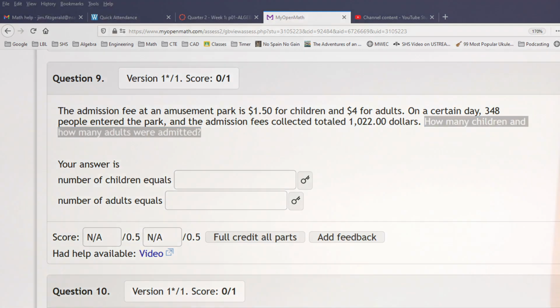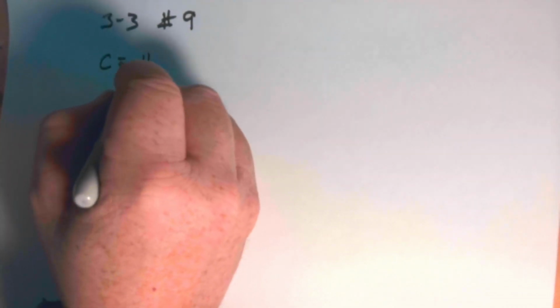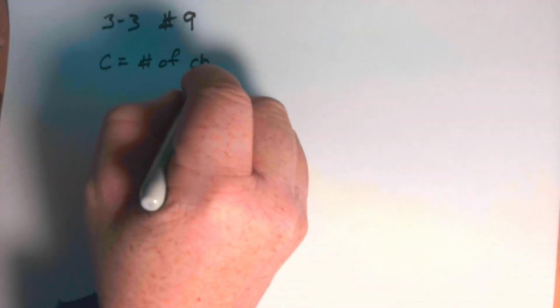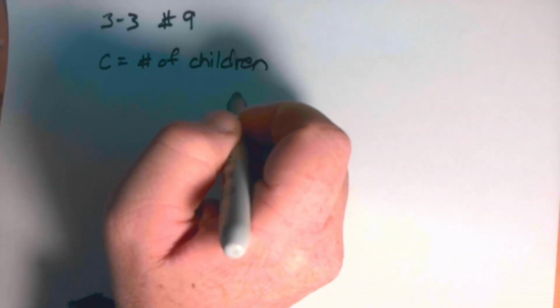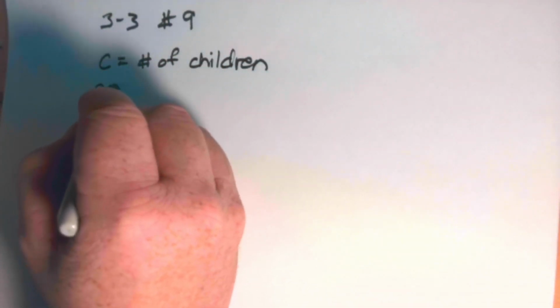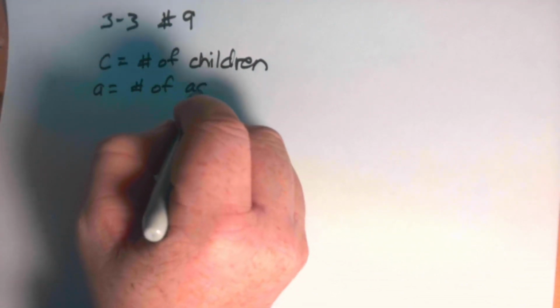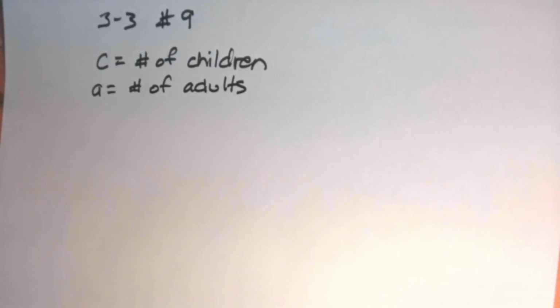So if I go to my problem here, this is assignment 3-3, number 9. Okay, and they want to know how many children, so I'm going to use C to represent the number of children. And how many adults, and so I'm going to use A to represent the number of adults. And so that's a good start. And so now let's look at the problem again.